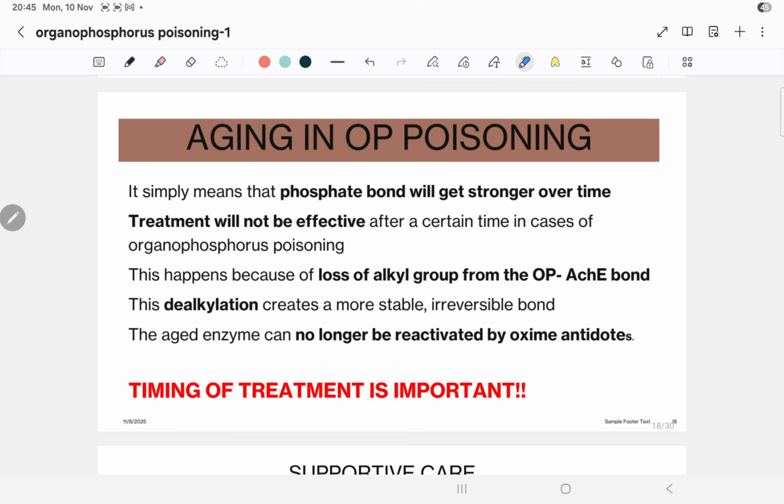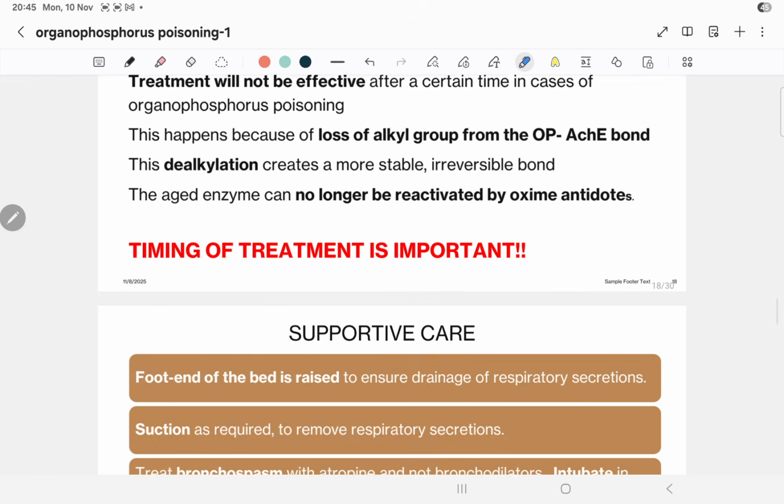I will just say this again. There is a phosphate bond between acetylcholinesterase and organophosphorus compound. This bond will lose the alkyl group as time passes by. This loss of alkyl group makes this bond stronger and stronger over time. So when it gets stronger, we will not be able to break this bond even by oxime antidotes. So we should not waste any time, and timing of treatment is important in cases of organophosphorus poisoning.